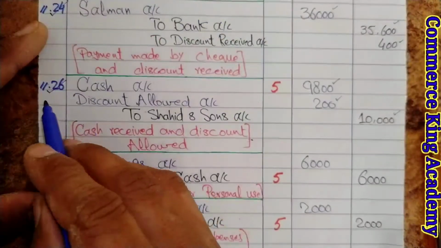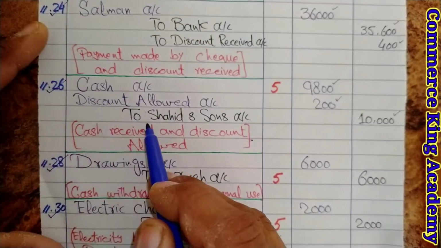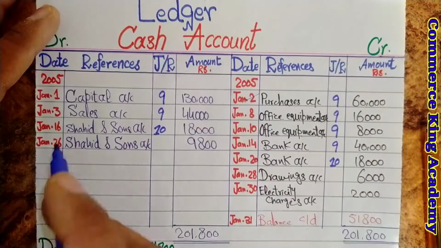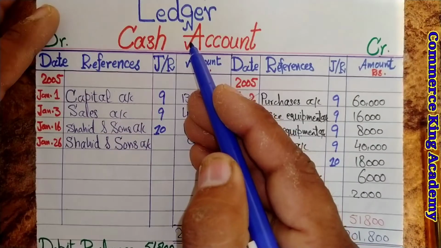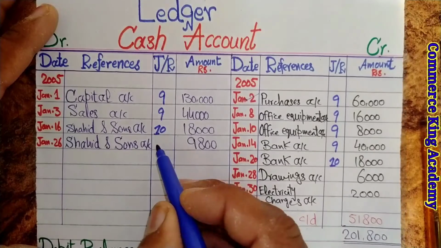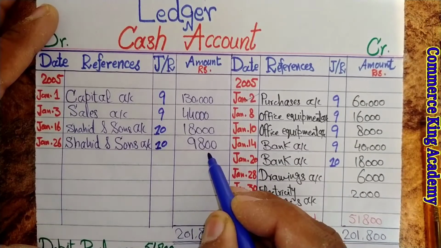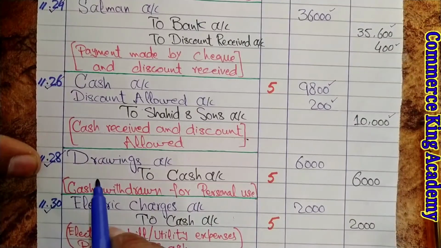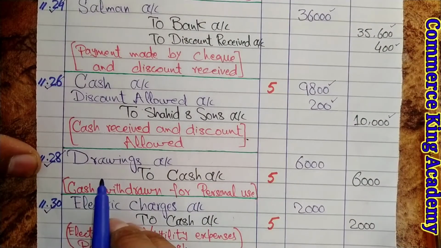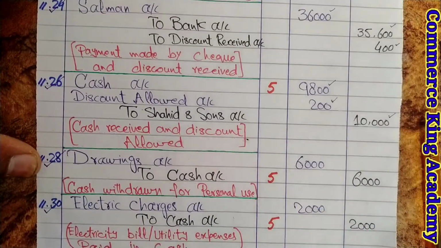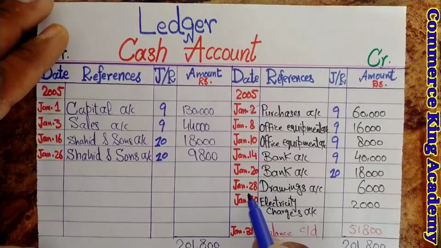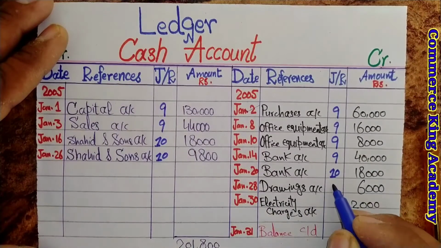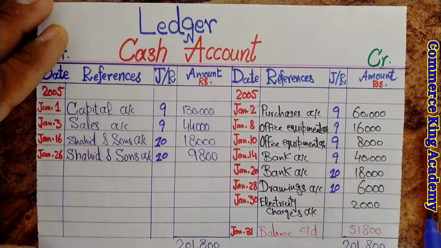Next entry dated Jan 26. Cash account debit against Shahid and Sons account, amounted 9,800 rupees. Jan 26, right? Cash account debit against Shahid and Sons account. Page or reference number is 10. 9,800 rupees. Okay. Next entry is Jan 28. Cash account credited by drawings account, amounted 6,000 rupees, dated 28 Jan. Cash account credit by drawings account. Journal reference number 10, this is the page number, 6,000 rupees.